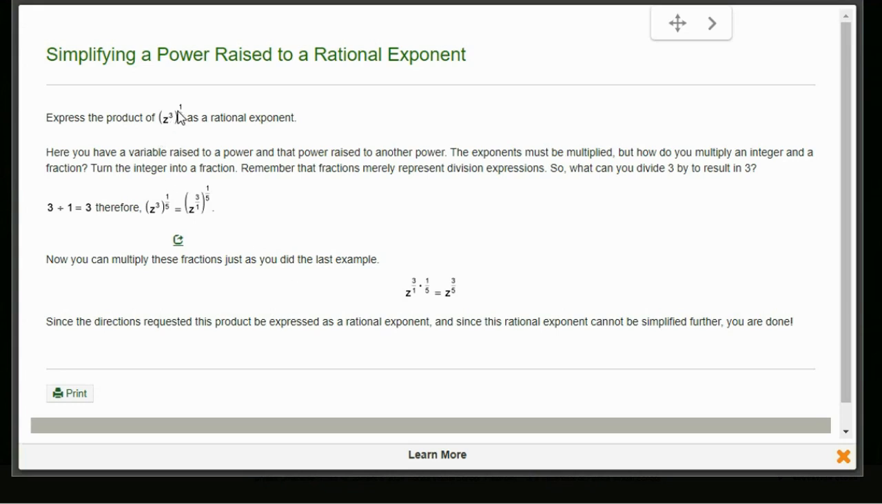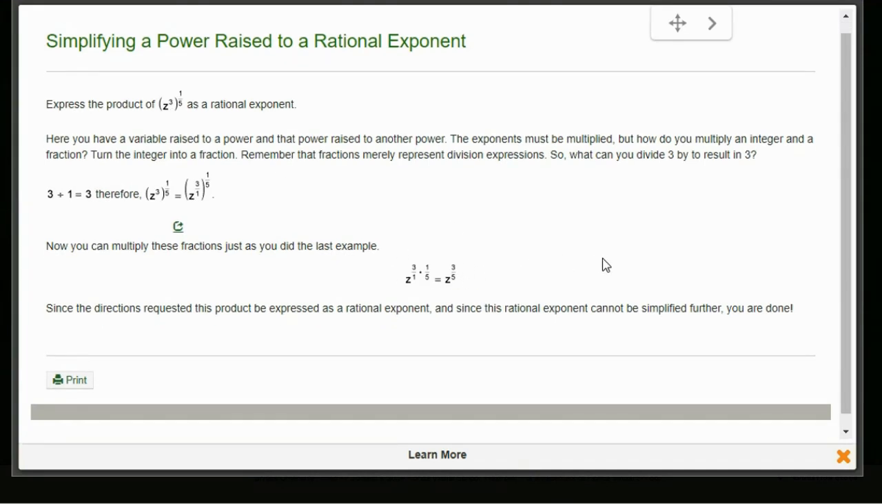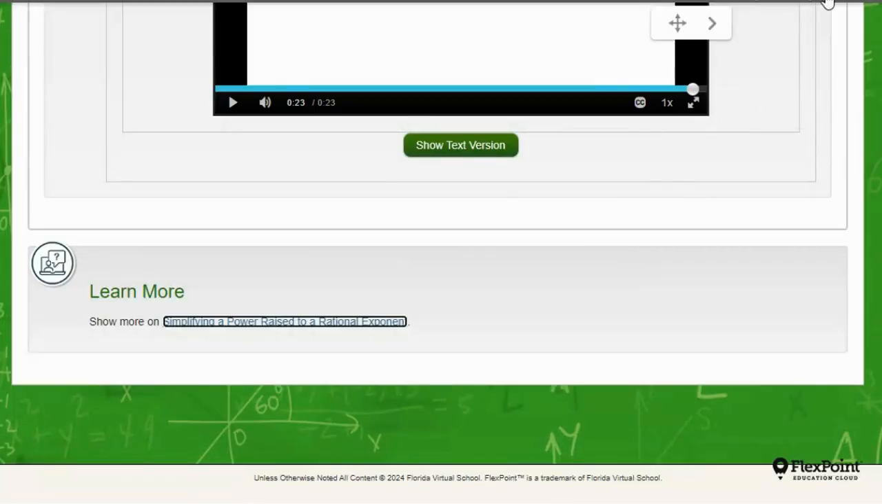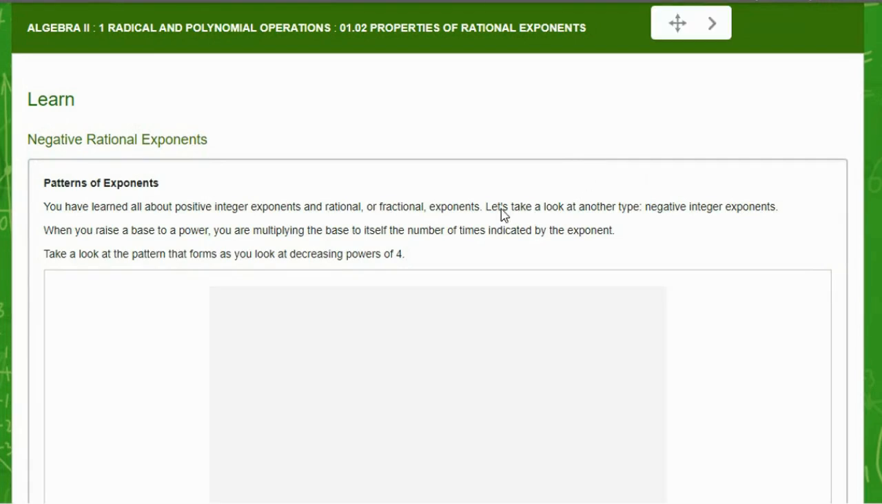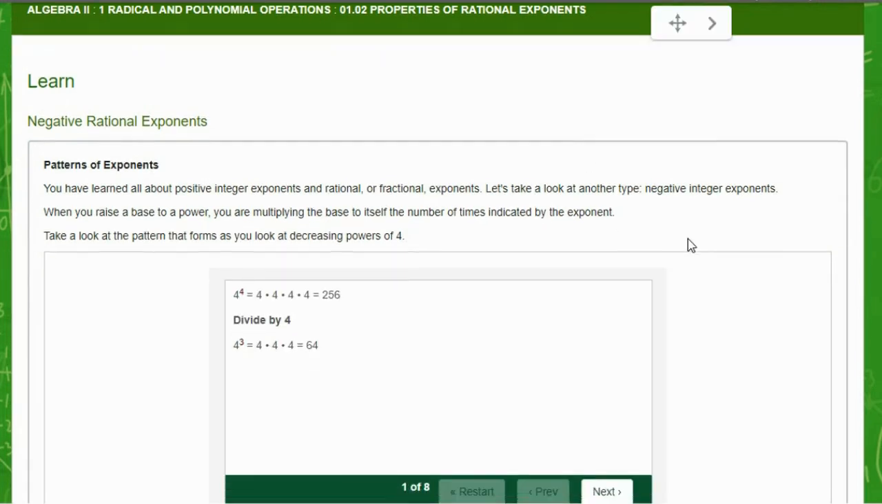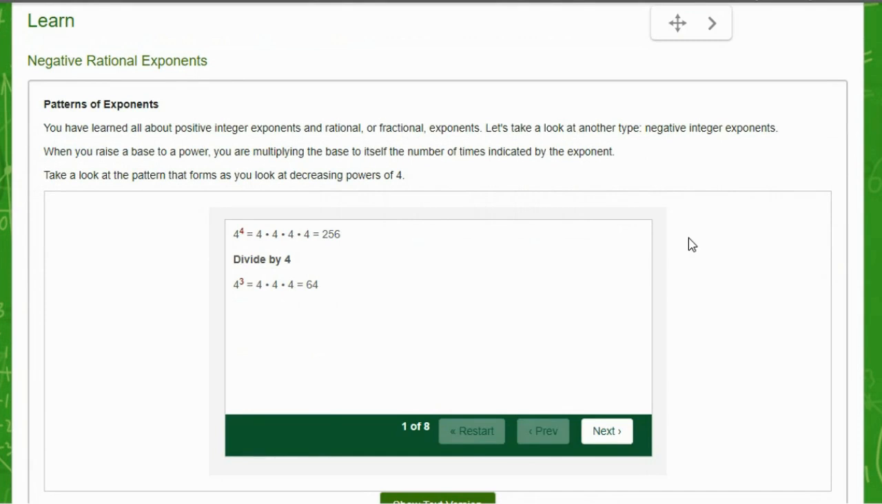Z to the third to the 1/5. You multiply that and you get z to the 3/5, right? Because 3 times 1/5 is 3/5. Another example for you. Lots of examples. Negative rational exponents. Okay, this is worth looking at because that's a little different situation. So let's look at this example here.